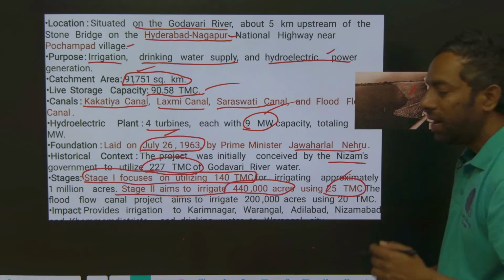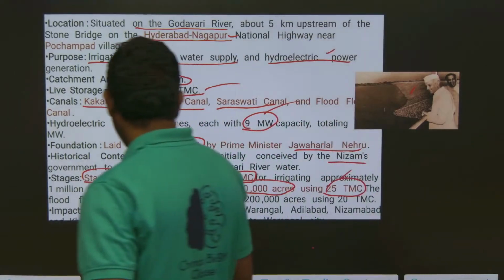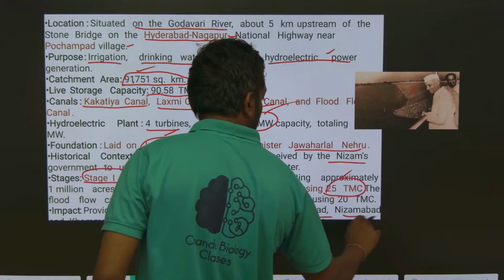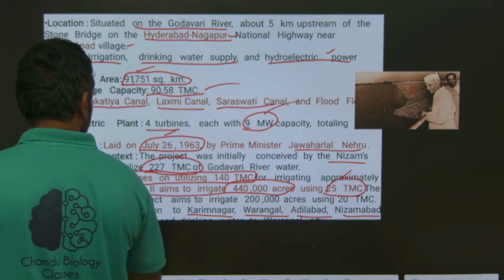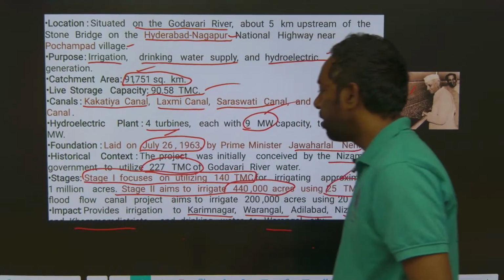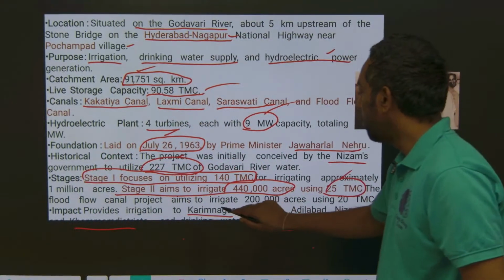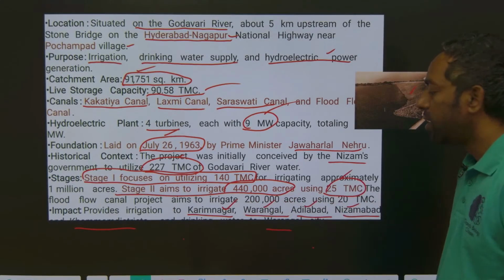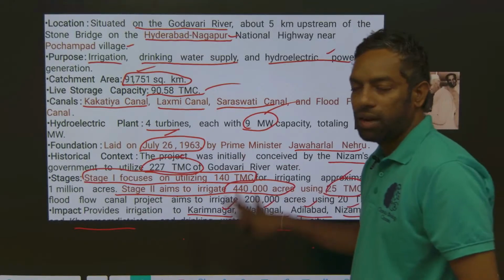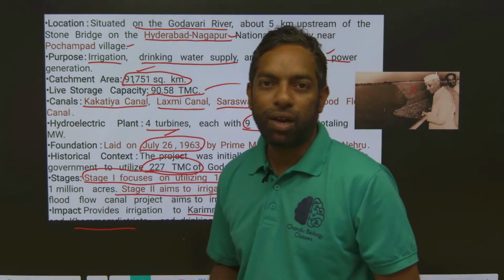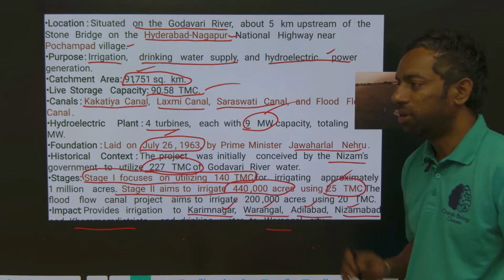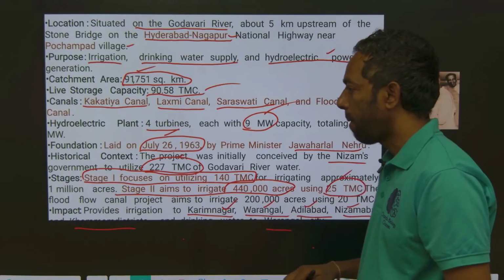Districts covered: Karimnagar, Warangal, Adilabad, Nizamabad and Khammam. Khammam and Warangal are covered for drinking purposes, and Karimnagar, Warangal, Adilabad and Nizamabad are the districts covered. These are the main features of the Sri Ram Sagar project. I hope you guys understand. Take a screenshot of it.